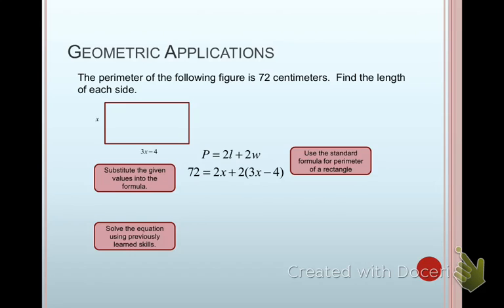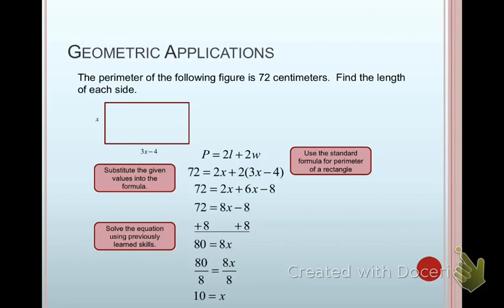At this point, we just solve it like every other equation we've seen throughout Unit 1. We distribute the 2, which leaves us with 6x minus 8. We then combine our like terms: 2x plus 6x combine to give us 8x, and we have 72 equals 8x minus 8. We add 8 to both sides, and we have 80 equals 8x. Then we divide both sides by 8, and we are left with 10 equals x.